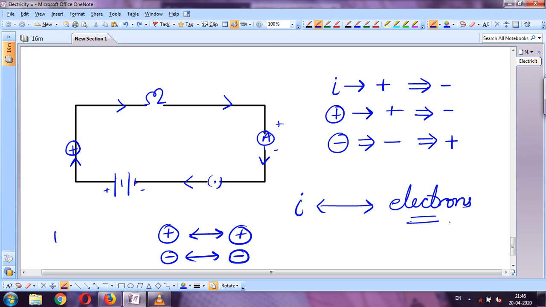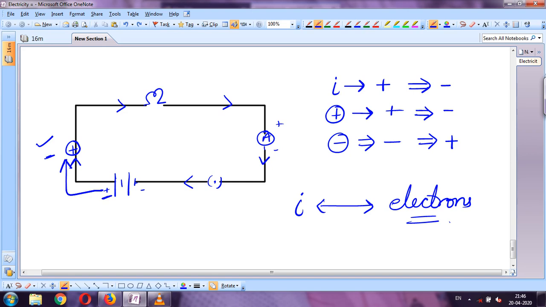Now how can we use them? See, the positive charge which we have represented here will be repelled by the positive terminal. This is positive, this is positive. So this charge will be repelled and it will start flowing through the circuit like this, and will ultimately reach the negative terminal, where this positive charge will be attracted by the negative terminal, right?